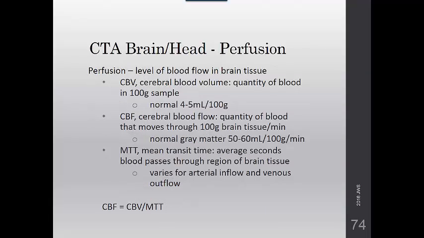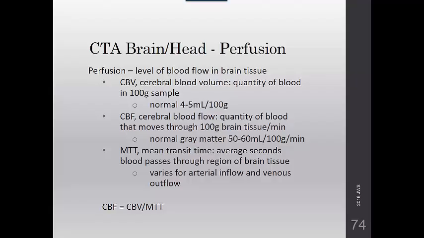All right, so let's define cerebral perfusion first. It refers to the level of blood flow throughout the brain tissue. CT perfusion evaluates the cerebral perfusion by monitoring the initial passing of iodinated contrast media through the vasculature of the brain. The factors that are used to describe cerebral perfusion are the CBV, which is the cerebral blood volume. It's the quantity of blood in milliliters contained within a 100-gram volume of brain tissue. The normal range for it is 4 to 5 milliliters per 100 grams.